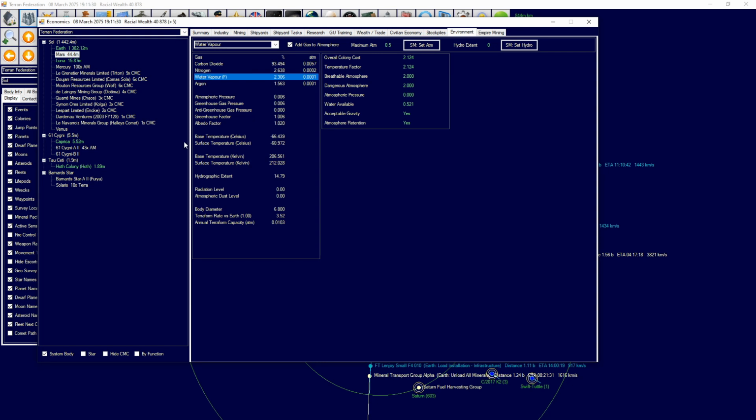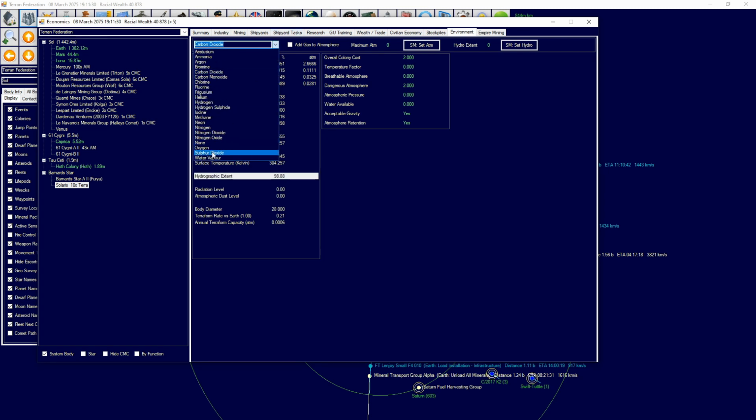So, if you, for example, have this world over here where we have 98.88% hydro extent, you're going to want to remove that. And you can remove any gas and water vapor by just putting in the amount you want to remove and unchecking this box. So keep that in mind. Then, for the rest of the gases, you can add them appropriately here.